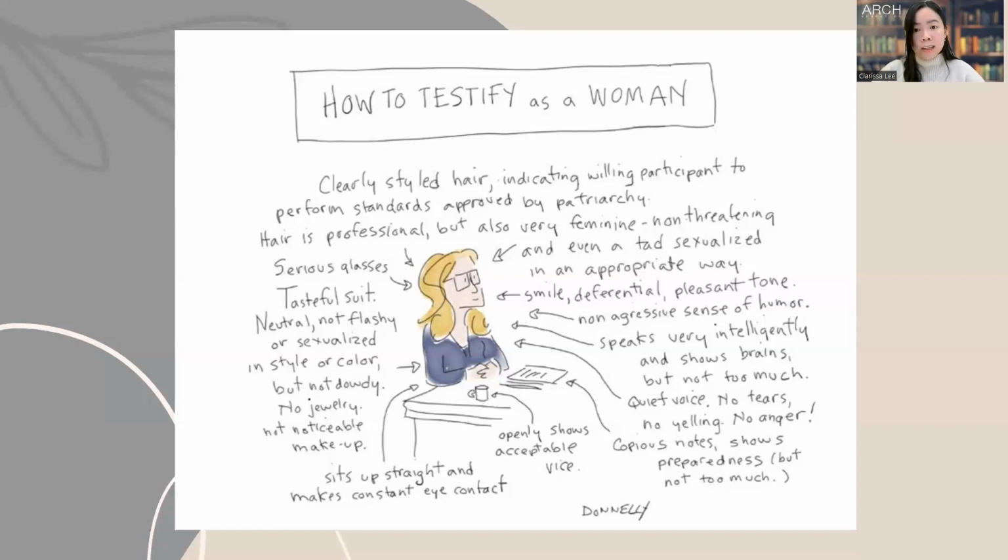So clearly styled hair, indicating a willing participant to perform standards approved by the patriarchy. So there's that direct criticism there. Hair is professional, but also very feminine. It's not threatening, maybe even a tad sexualized in an appropriate manner, right? So it's extremely ironic. It shows how the patriarchy dictates the balance between professionalism and how to appear professional, but on a very strict level. At the same time, you're expected to be desirable, but also you have to be respected. So there's this kind of restriction.